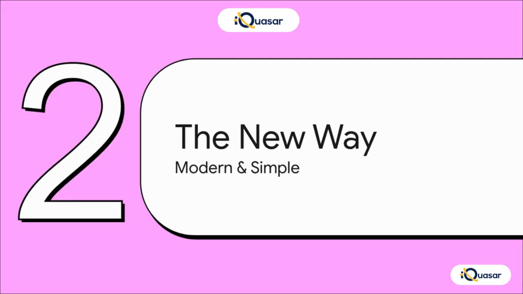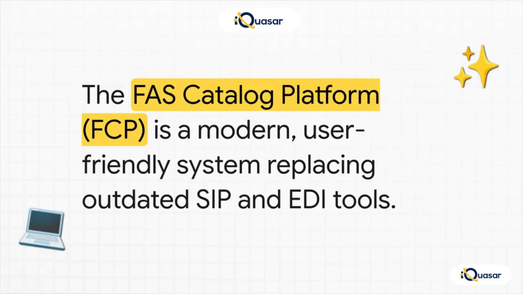Okay, but that's the old way. Let's leave that behind and talk about the new way, which is all about being modern and simple. MAS Refresh #29 is basically sweeping all that complexity off the table. So say hello to the FAS Catalog Platform, or FCP. This is the big one. It's the modern, streamlined, user-friendly replacement for those ancient SIP and EDI systems. Think of it as your new one-stop shop for everything catalog-related.